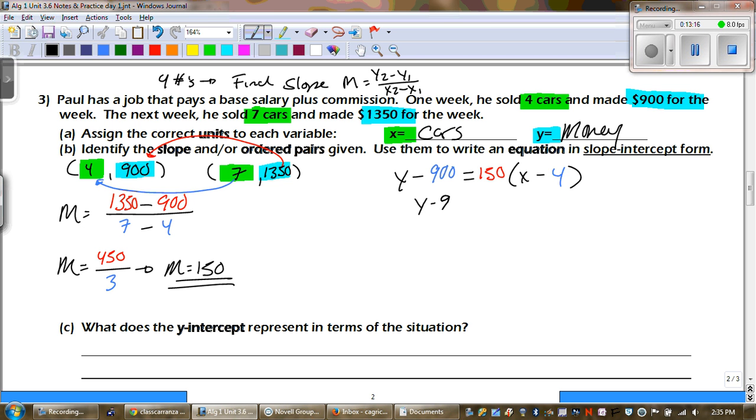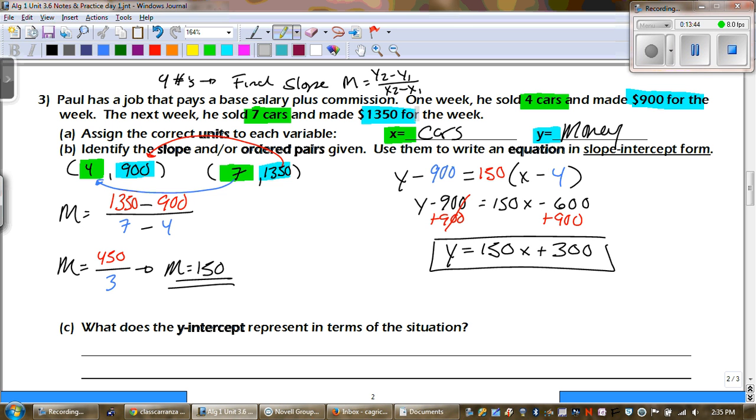Okay, I'm going to do this fast, guys, because you should be doing this fast. We have to distribute first. Okay, and then we have to add 900. So y equals 150x plus 300. Okay, so our y-intercept, remember our y-intercept is right there. 0, 300.